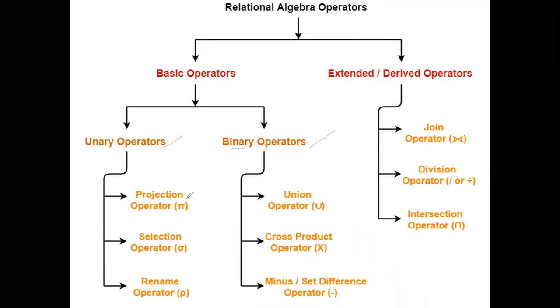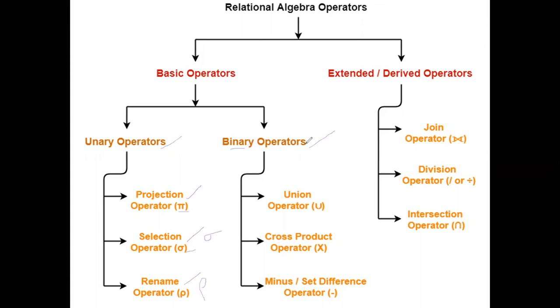So what are the unary operators? Project or projection operator, select or selection operator, and rename operator. What is the symbol for project? Pi. Please remember this. When we write relational algebra queries, as we write SQL queries, the queries have to be written using symbols. That's why these symbols are very important. You should remember: for the project operator we use pi, for the selection operator we use the sigma symbol, and for the rename operator we use the symbol rho.